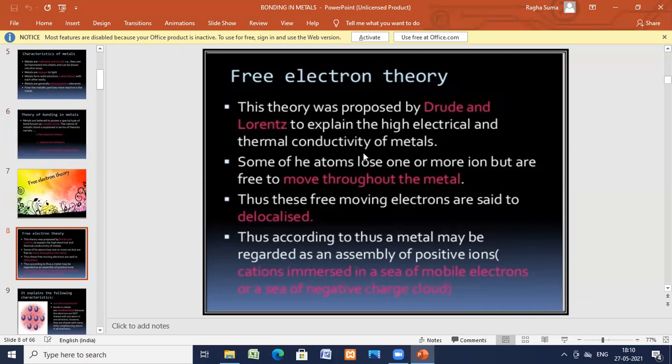Some of the metals lose one electron, some of the atoms lose one or more electrons, but they are free to move throughout the metal. Let me give you a clear explanation.